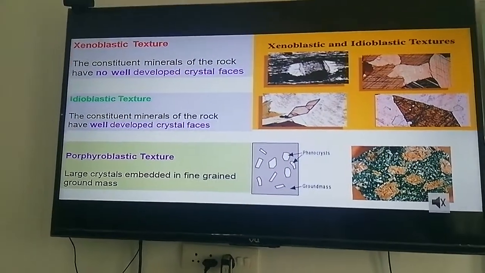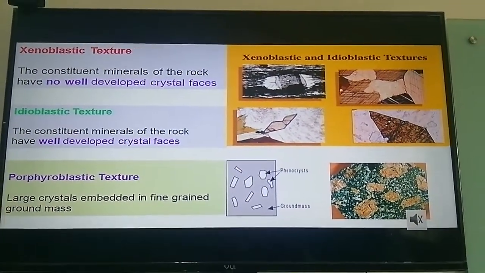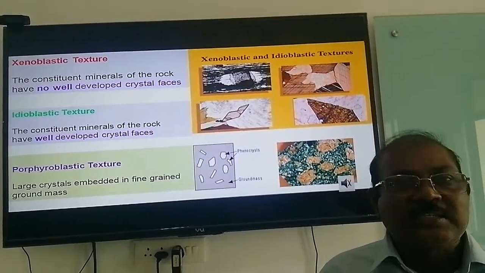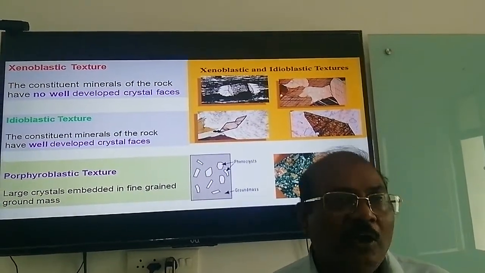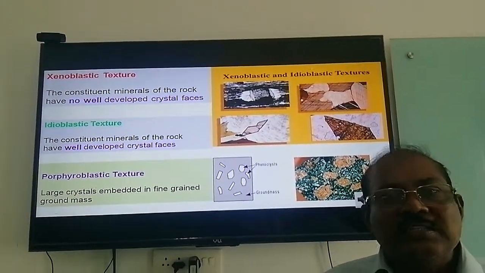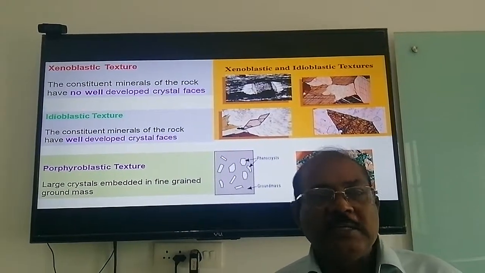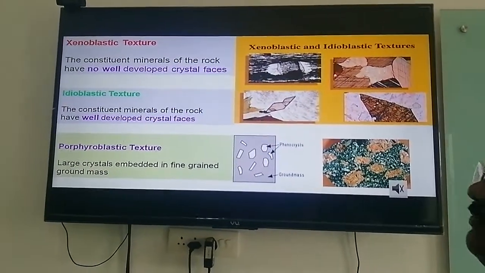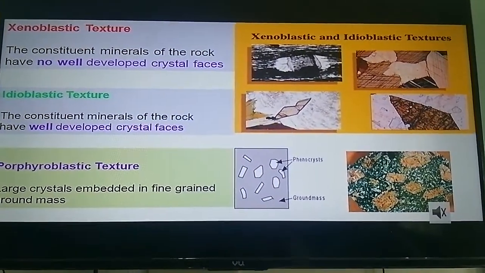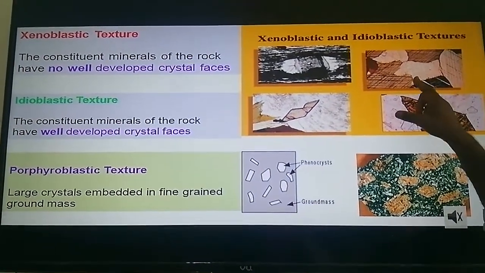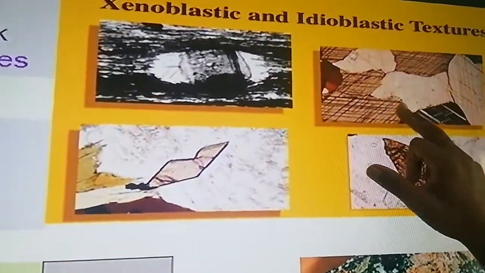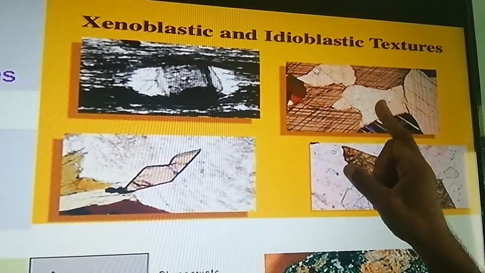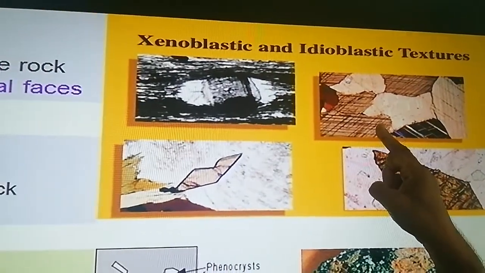Xenoblastic structure, this is a texture. Till now we have seen some of the structures. Structures can be seen megascopically by studying the hand specimens in the field, whereas textures are usually seen under a petrographic microscope by making a thin section. So xenoblastic texture. Here the minerals of the rock have no well developed faces. That means whatever we see, the minerals have no well developed shape. So we say that the rock is exhibiting xenoblastic texture.